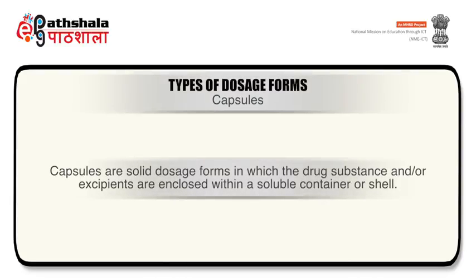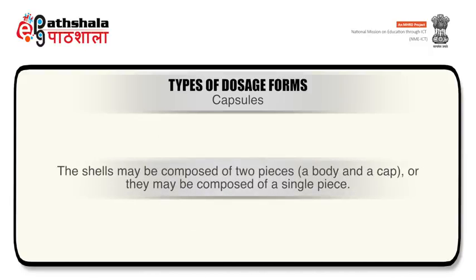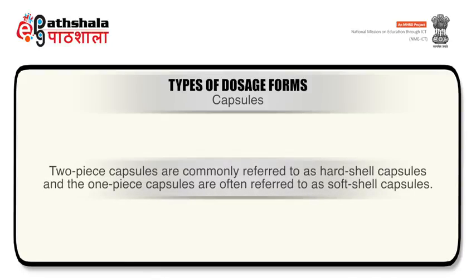Capsules. Capsules are solid dosage forms in which the drug substance and/or excipients are enclosed within a soluble container or shell. The shells may be composed of two pieces, a body and a cap, or they may be a single piece. Two-piece capsules are commonly referred to as hard shell capsules, and the one-piece capsules are often referred to as soft shell capsules.